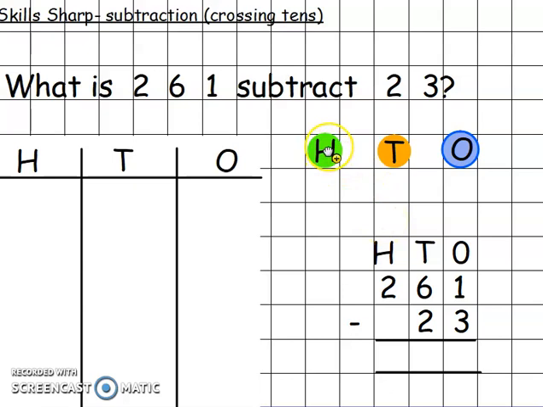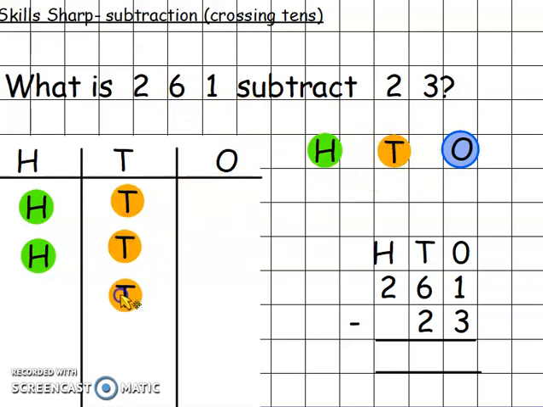Great, so let's drag over our numbers. So how many hundreds do we have? 2 hundreds. Well done. How many tens do we have? 6. 10, 20, 30, 40, 50, we'll squeeze on 60. And how many ones do we have?